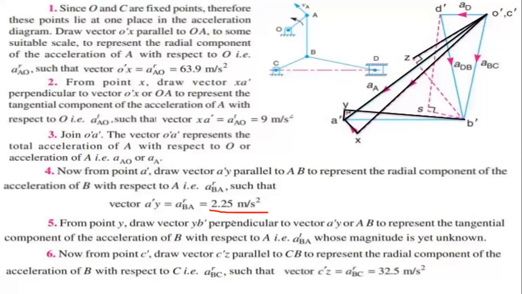Then from point C dash, draw the vector C dash Z, which is parallel to CB. That represents the radial component of acceleration of B with respect to C, and vector C dash Z is taken as the radial component of acceleration of BC, that is 32.5 meters per second square. So that is the value.